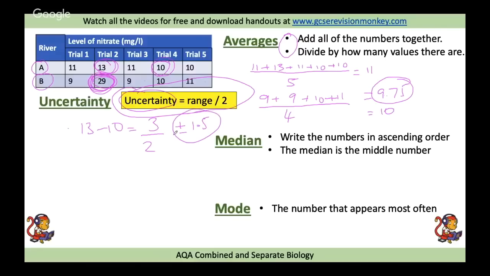They may ask you to calculate uncertainties and draw them on a bar chart, for example. There's your bar chart, and you might have calculated your uncertainty as plus or minus 1.5, and the reason why it's plus or minus is you would show it plus 1.5, minus 1.5, for example. And the bigger the error bars, the more uncertainty you have.